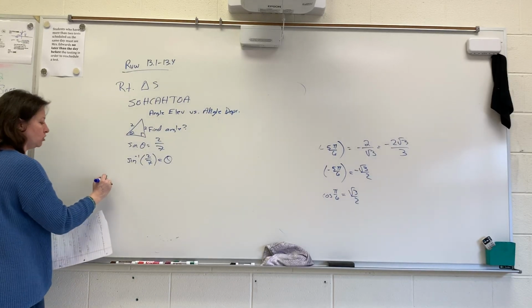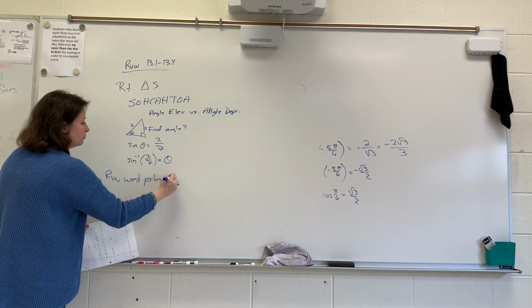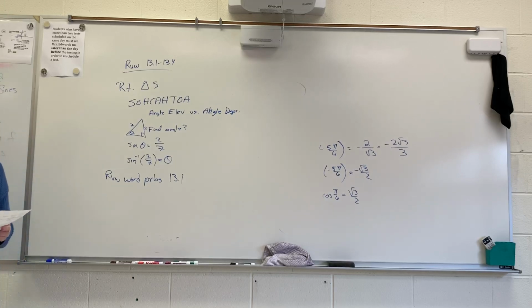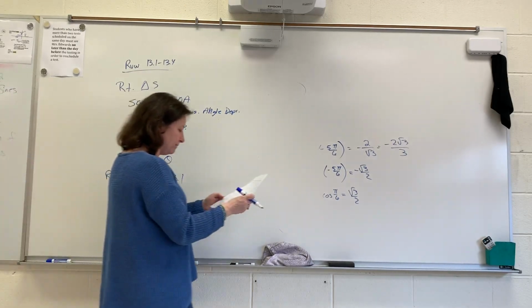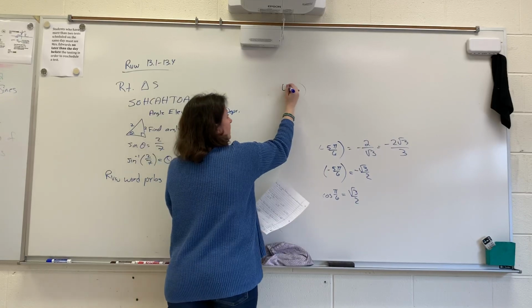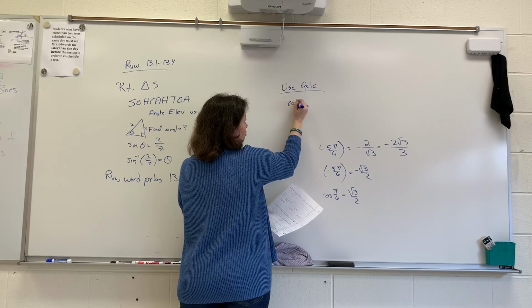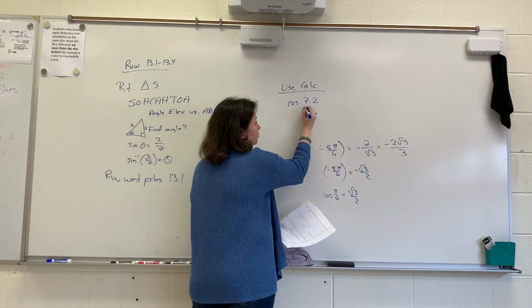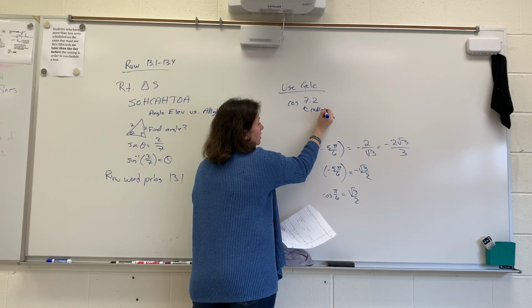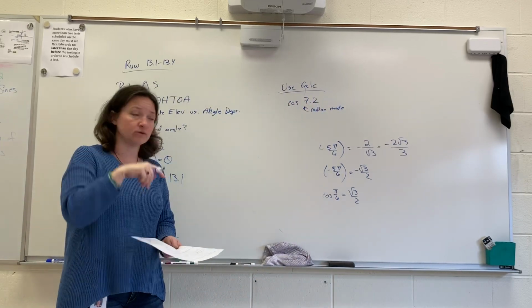So make sure you review the word problems from 13.1 where we had to use SOHCAHTOA. Those would be good ones to look back at, and make sure you're in degree mode anytime it's a triangle problem. You will have some problems where you have to use your calculator and pay attention to mode. So if I asked you to find cosine of 7.2, what mode should you be in? That's right, you need to switch your calculator to radian mode because there's no degree bubble, and then just hit your cosine button and you'll have your answer, but you have to switch the mode first.